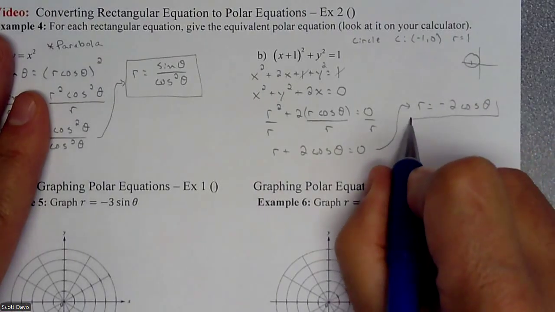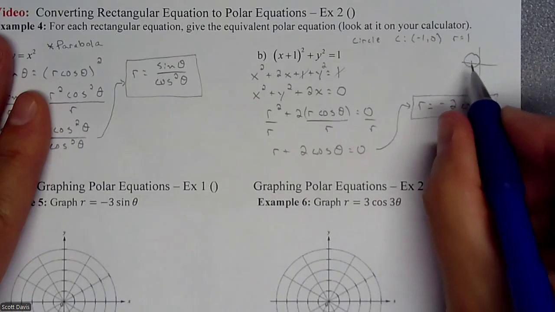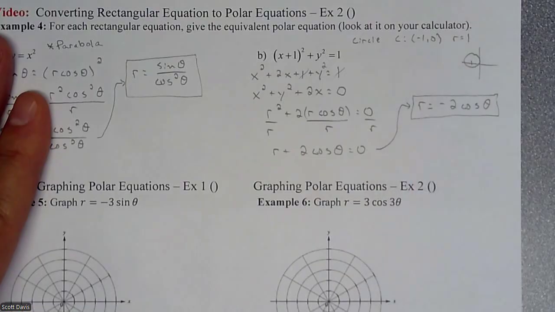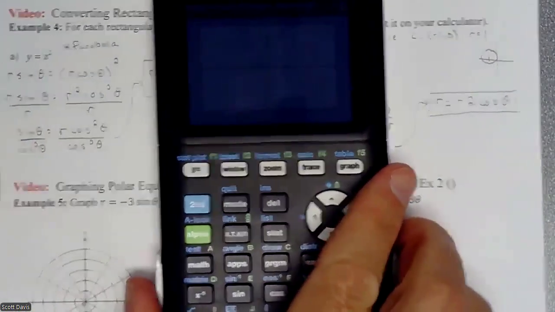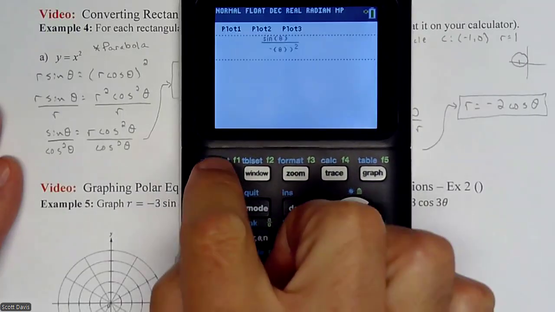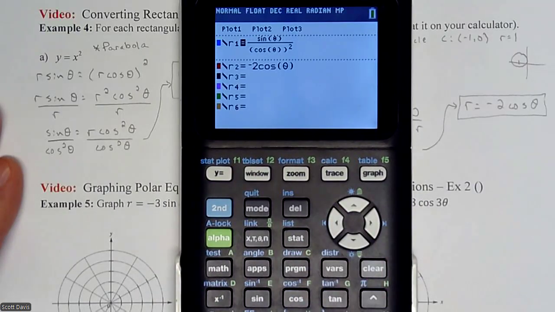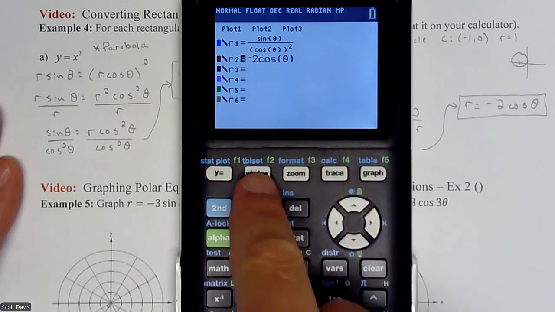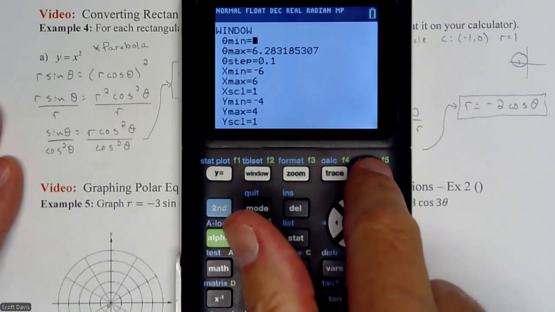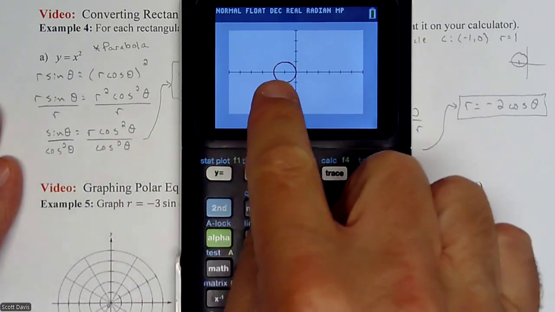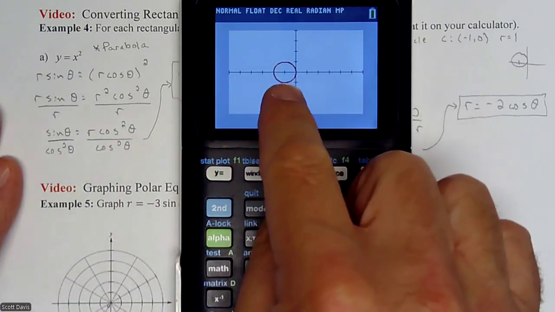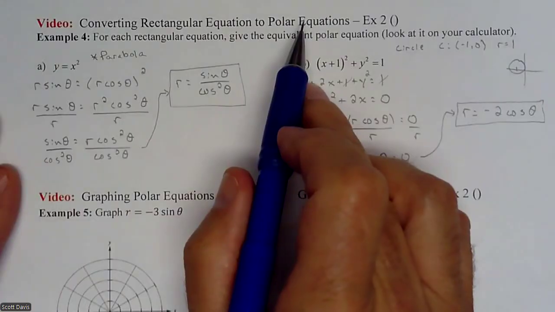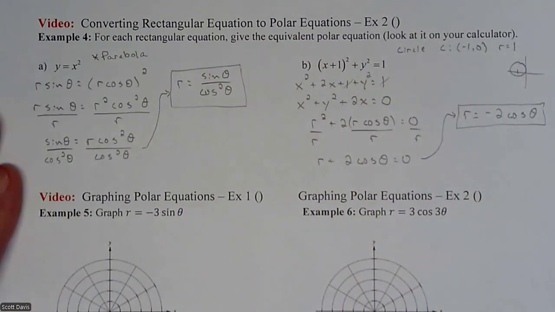So we're going to go back to our calculator and double check that that looks like a circle that has a center at negative 1, 0, and it goes 1 in every direction. I have my second equation. Let me clear that one out. Turn that one on. So there's my negative 2 cosine theta. And if I press graph, I didn't do anything to the window. I'll just press graph. And there's my circle centered at negative 1, 0, and it goes 1 in every direction. So that was converting rectangular equations into polar equations, and a calculator can definitely check and make sure things look like what they're supposed to.